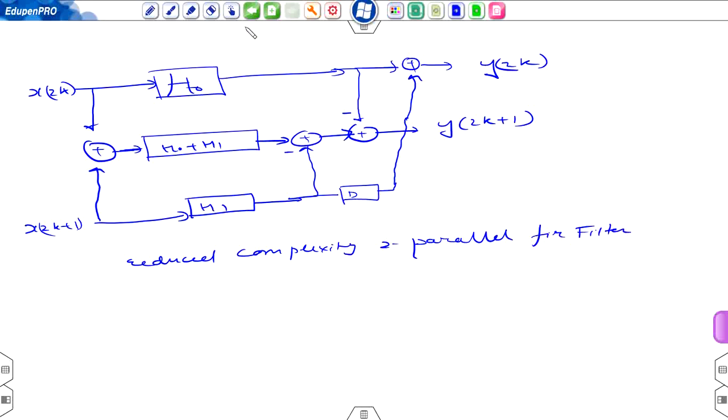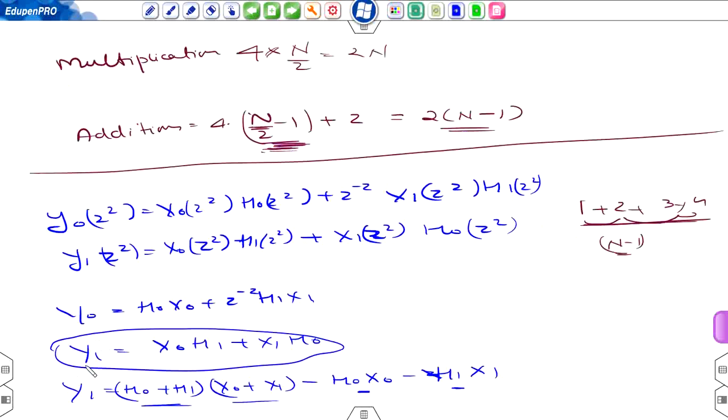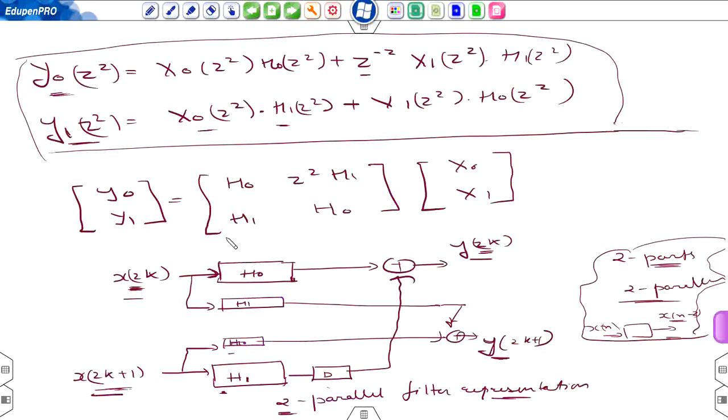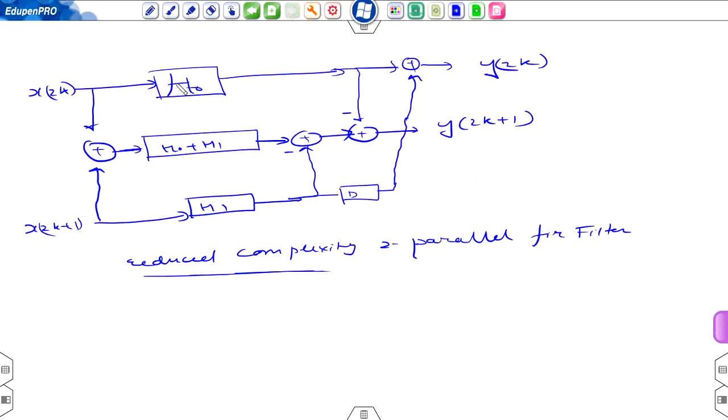Okay, just by rewriting this equation into some other form like this, we have reduced one block, and indirectly we have reduced the complexity. Okay, so in the earlier architecture there were 4 blocks, and in this architecture there are 3 blocks.